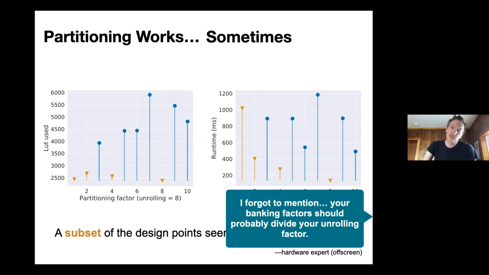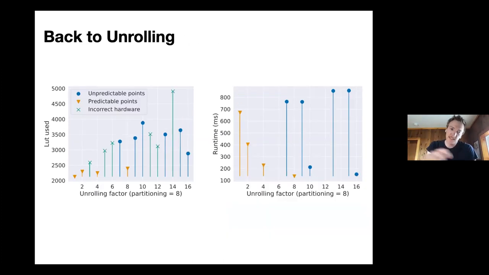If we instead decide to fix the partitioning scheme and change the unrolling factor. So here I'm showing that every memory in this array now has partitioning factor 8, and I'm changing the unrolling factor from 2 up through 16. And we get a similar kind of unpredictable results in terms of both area and performance, except for a subset that seemed to behave reasonably.